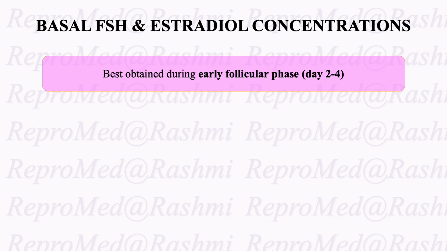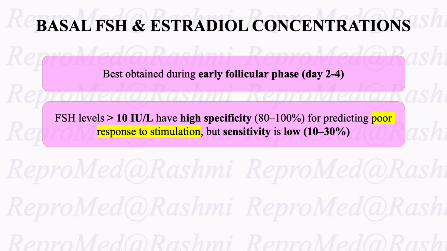First is the basal FSH and estradiol concentration. When should we take the test? It is a time bound test. It is obtained during the early follicular phase. Best time is day 2, 3, and 4 of the cycle. It should not be taken beyond day 4. And why? Because the FSH starts rising as the follicle recruitment starts, along with the estradiol, which also starts rising because of the release from the Graafian follicles.